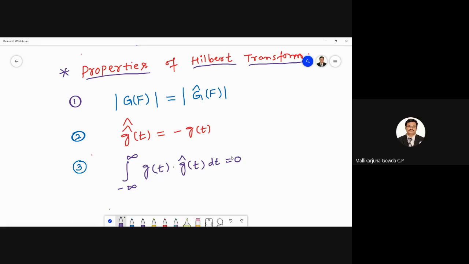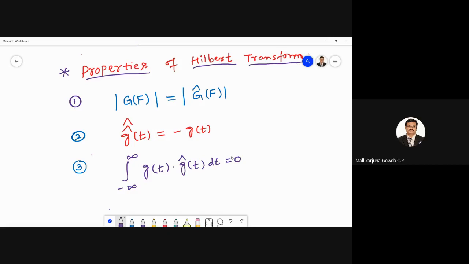So these are the three important properties of the Hilbert transform. First one is what? The magnitude spectrum of the signal g(t) and its Hilbert transform are the same. The second property is what? If I take the Hilbert transform of a signal twice, then there will be a sign change of the signal. The third property is the signal g(t) and its Hilbert transform g-hat(t) are orthogonal over the entire time interval, that is from minus infinity to infinity.